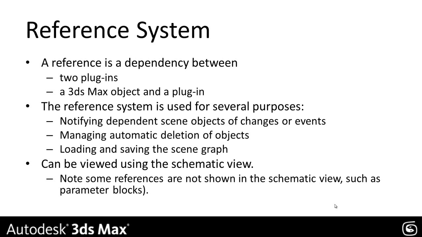So a node that's assigned to a scene is going to be saved because there's a reference from the node to the scene itself. These relationships can be viewed using the schematic view. Some references are actually not shown, but most references are. An example of things not shown would be parameter blocks. And we'll talk about those in a second.